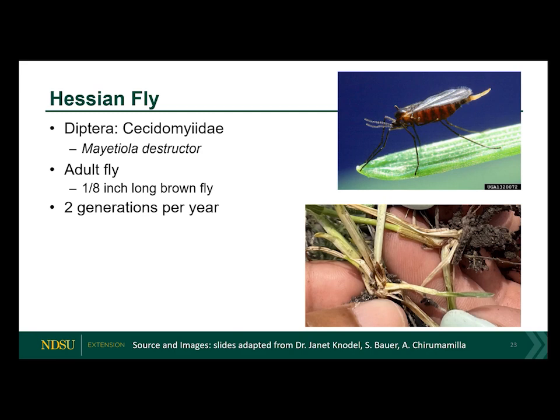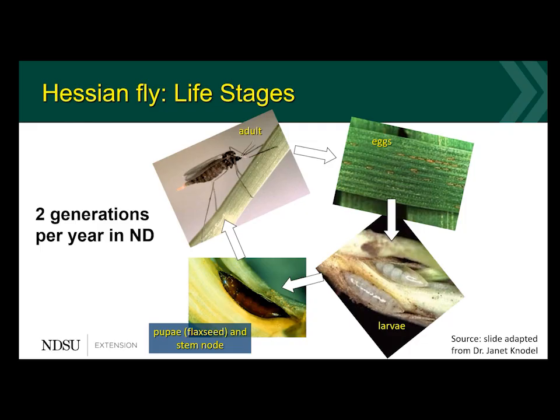It's kind of like a mosquito looking one. It's a 1/8 inch long brown fly. And this is actually going to be that flaxseed casing. So we'll get on to this slide. So we have 2 generations. Yep, 2 generations per year. We have the fly. It's going to lay the eggs. And so this would be more of like that fall.